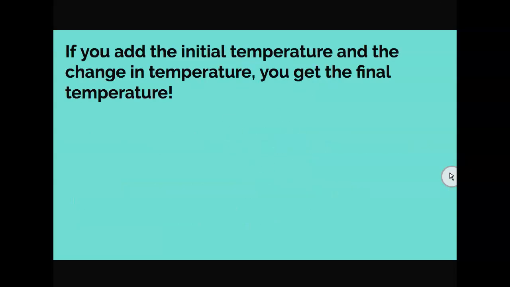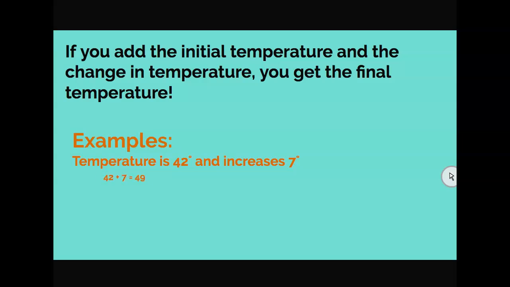When we're talking about temperatures, if you add the initial temperature and the change in temperature, you're going to get the final temperature. So let's try a few examples. If you had a temperature of 42 and increased by 7 degrees, I'd like you to try to write an addition sentence that represents this. You would want something like 42 plus 7 equals 49.